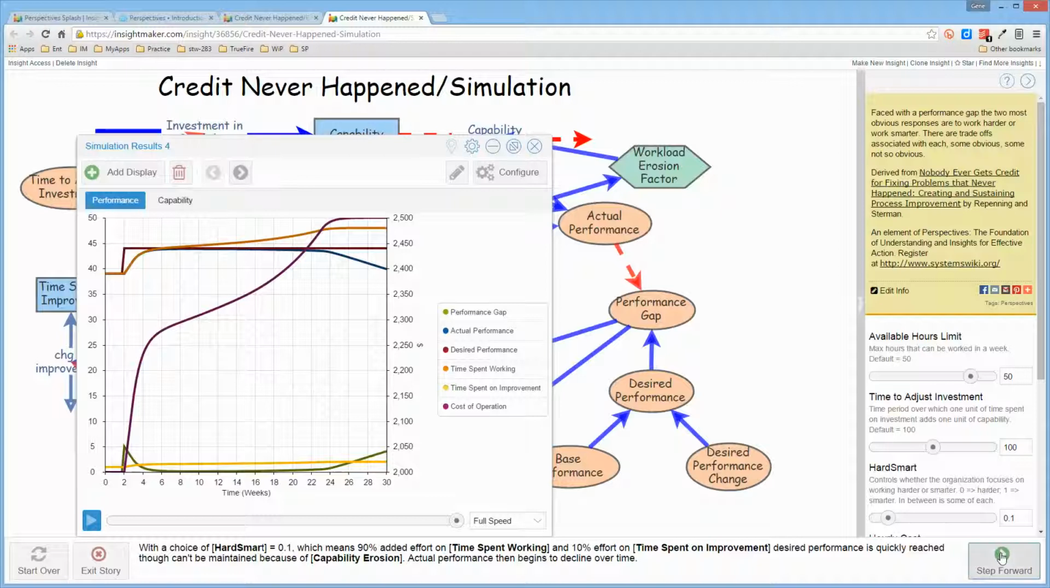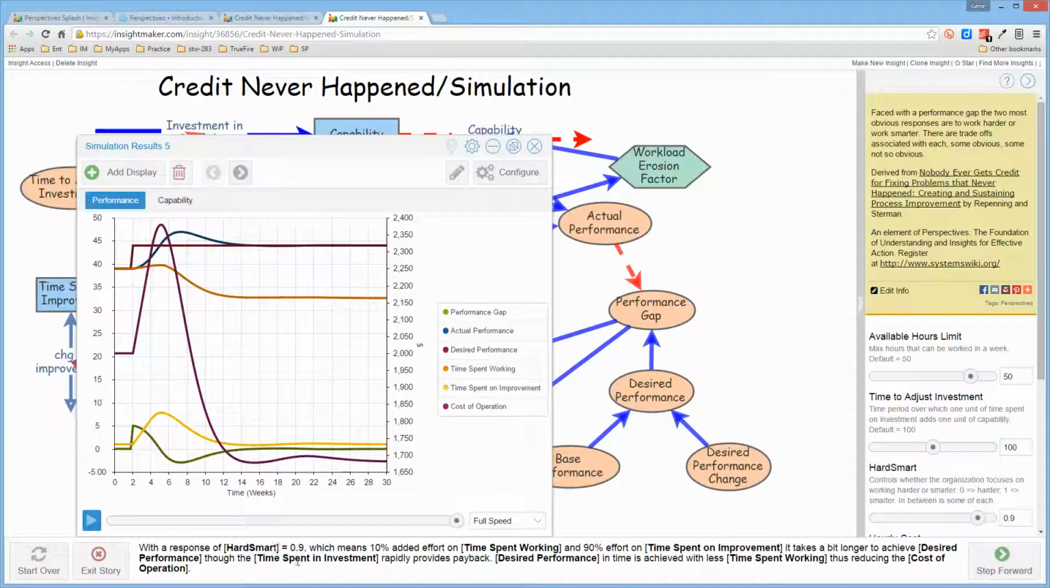Now, if the organization had decided to invest the majority of their time in improving their capability as opposed to working harder, again, the desired performance increases immediately. The actual performance takes longer to increase, and it actually overshoots the desired level, but they're investing a lot of time on improvement, and that improvement pays off in the longer term in that the hours worked to achieve the desired level of performance are actually fewer than the hours they had to work previously. Their cost of operation, while it initially skyrockets, jumps from here to here. At that point, the cost of operation actually begins to decline, and over time they find out that their cost of operation is actually less than it was initially for actually greater performance.